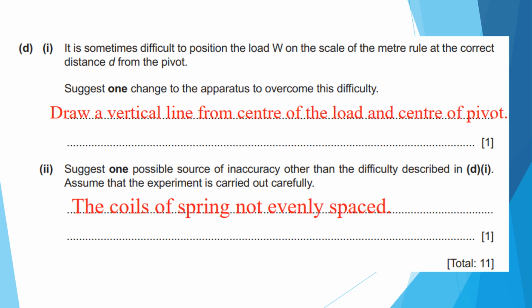Then coming to the D part, first one: it is sometimes difficult to position the load W on the scale of the meter rule at the correct distance D from the pivot. Suggest one change to the apparatus to overcome this difficulty.